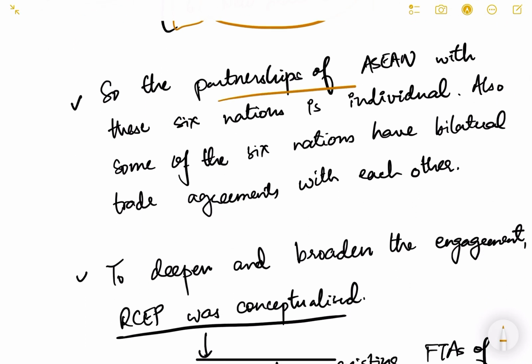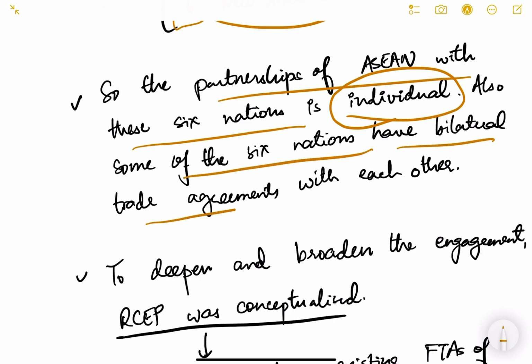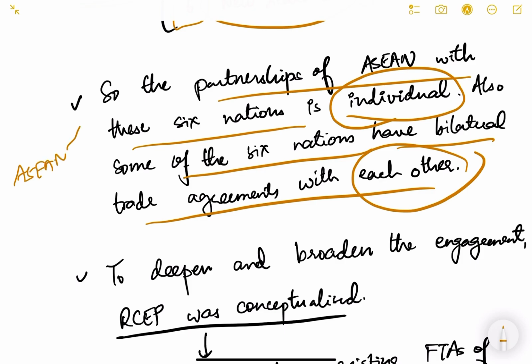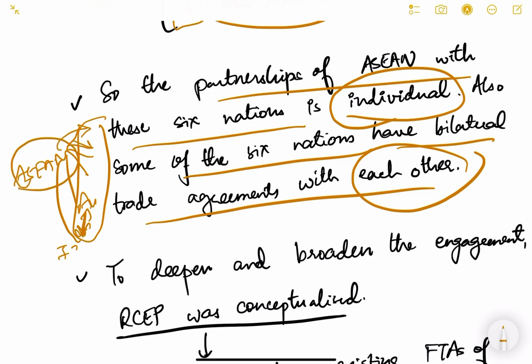Okay, so the partnerships of ASEAN with these 6 countries are individual. It is an individual partnership. Also, some of these 6 nations have bilateral trade agreements with each other. Now what is happening is that ASEAN has an individual agreement with each of these 6 countries. So there is not a united agreement, there is not an integrated agreement. For example, there is a bilateral free trade agreement between India and Australia. So countries are talking to each other in a bilateral way, and ASEAN is also talking individually to each of these countries.